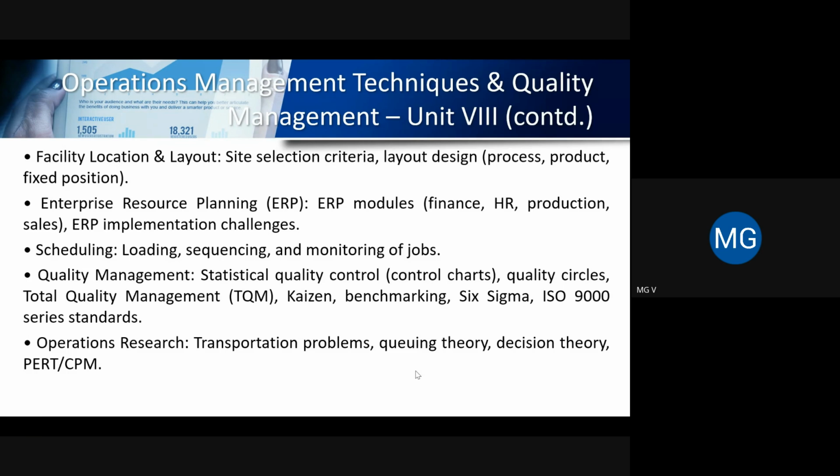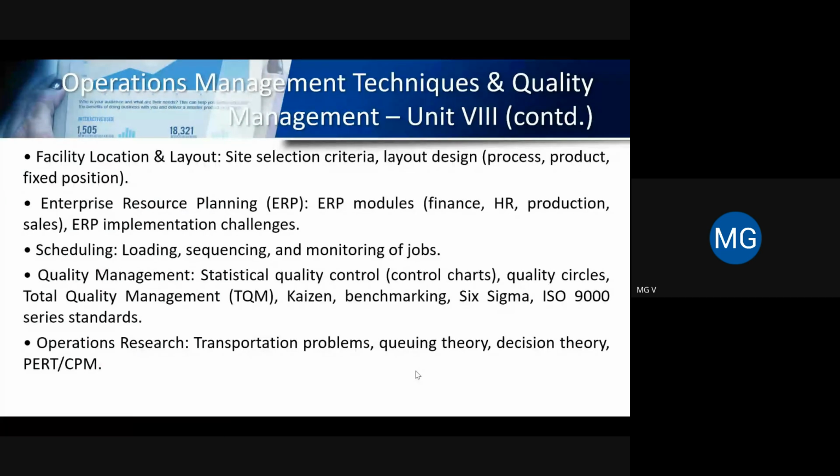Quality management focuses on ensuring that products and services meet customer requirements. Statistical quality control uses control charts to monitor production processes and identify deviations from quality standards. Quality circles are small groups of employees who work together to improve quality. Now see TQM. Total quality management is a philosophy that emphasizes continuous improvement and customer satisfaction.